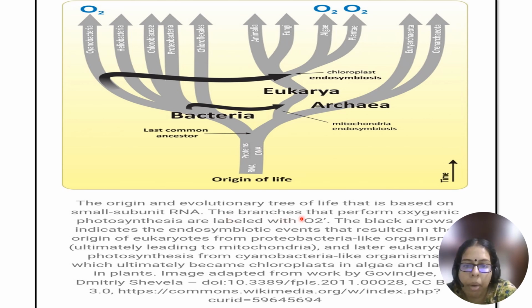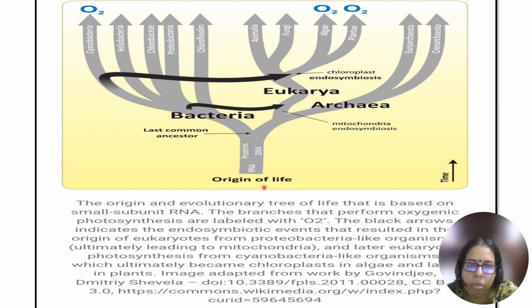The branches that perform oxygenic photosynthesis are labeled with O2, oxygen. The black arrows indicate the endosymbiotic events that resulted in the origin of eukaryotes from the proteobacteria-like organisms, which ultimately led to the formation of mitochondria and later eukaryotic photosynthesis from cyanobacteria that ultimately became the chloroplast in algae.